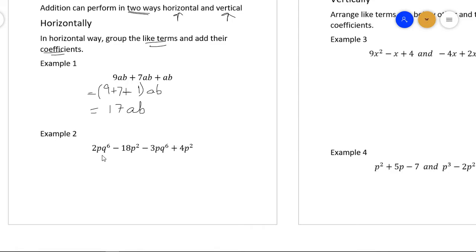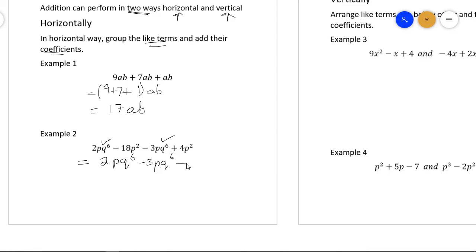The next one is 2pq raised to power 6 minus 18p square minus 3pq raised to power 6 plus 4p square. First of all, we have to find the like terms and after that we will group them. Okay, 2pq raised to power 6. Is there any like term to 2pq raised to power 6? Yes, here it is: minus 3pq raised to power 6. First we will group them: 2pq raised to power 6 minus 3pq raised to power 6.